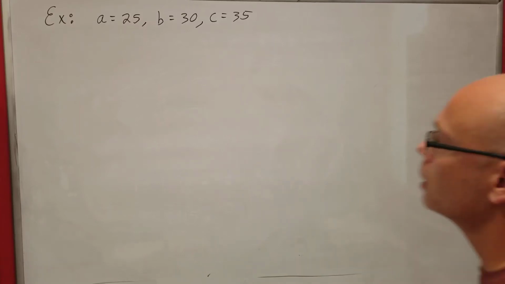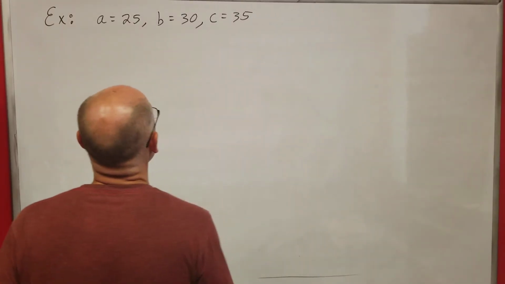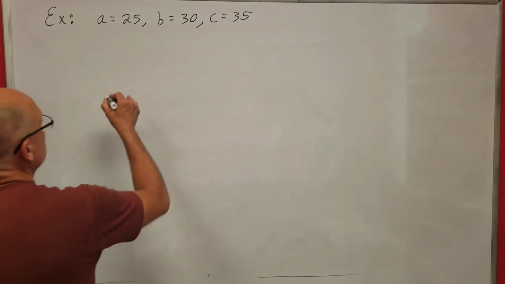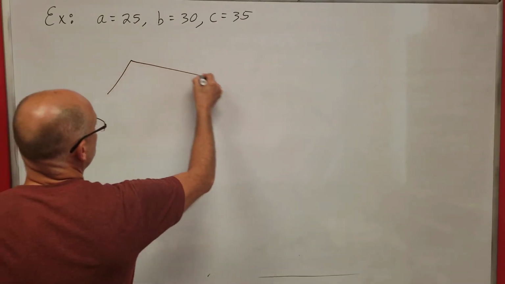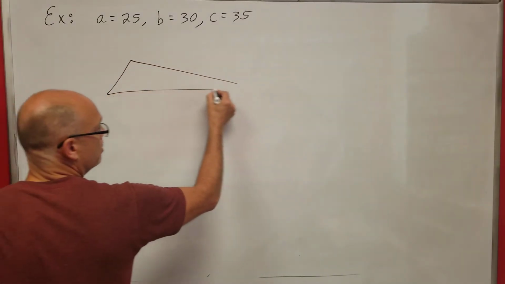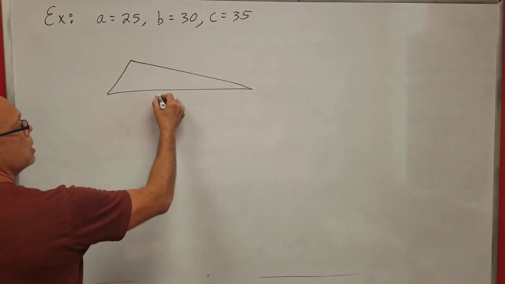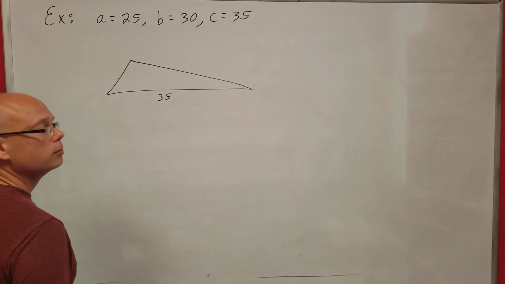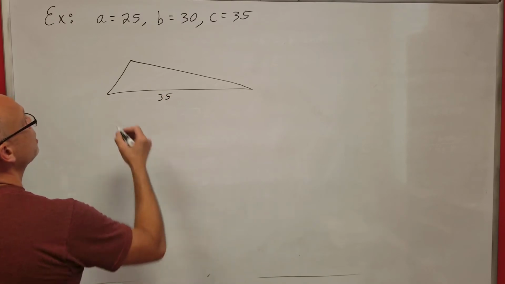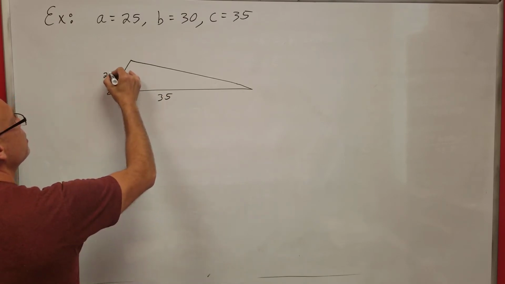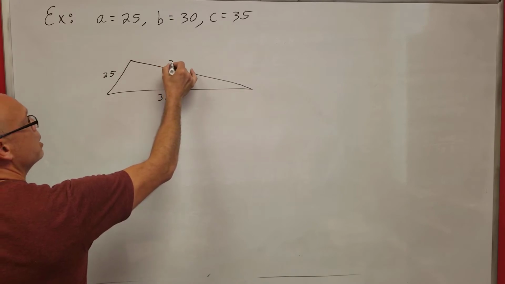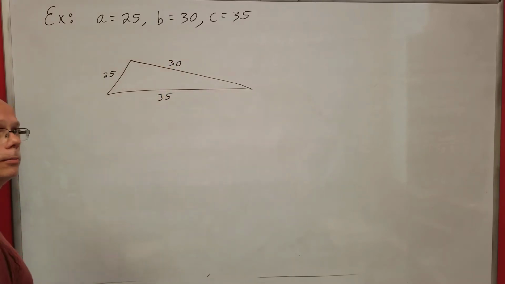Right, let's look at this example. Now, what do we have going on here? Let's just draw a little rough sketch of what's going on just so I have a visual. Let's suppose I call this side C, which is 35. And maybe I'll call this side A, which is 25. And that'll be side B, which is 30, okay?